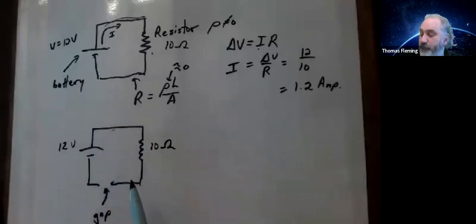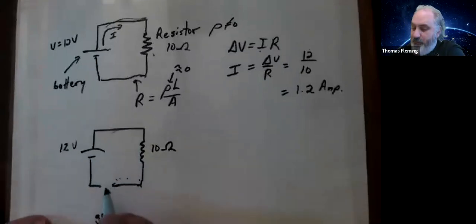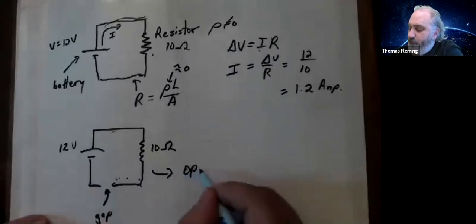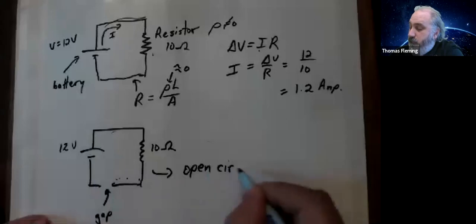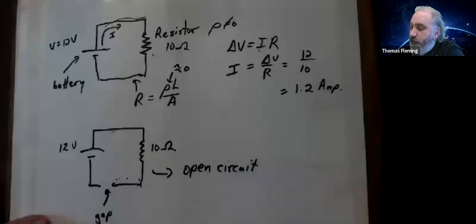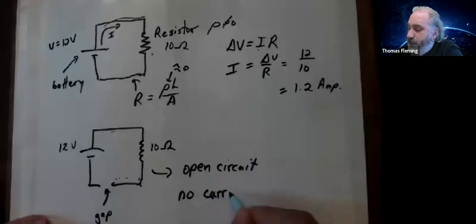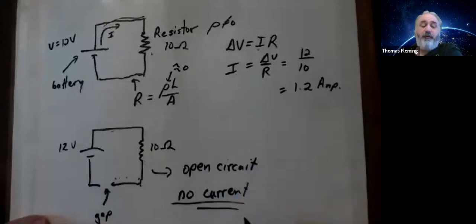And if that's the case, any charges that build up down here would cause kind of a traffic jam of sorts, and nobody behind it could move either. And as a consequence, if I have this gap in my circuit, this is what we call an open circuit. I would get no current.